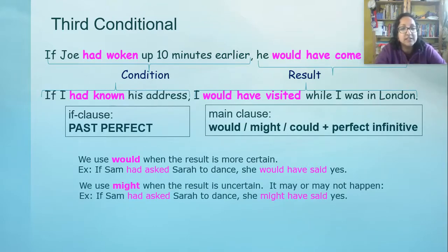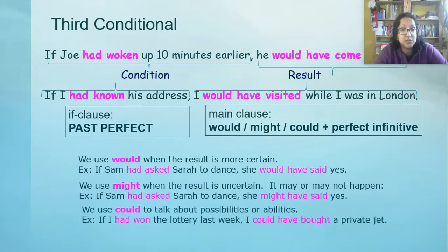Might is when the result is less certain. It might or might not have happened. So if Sam had asked Sarah to dance, she might have said yes. She might have said no. We're not sure.